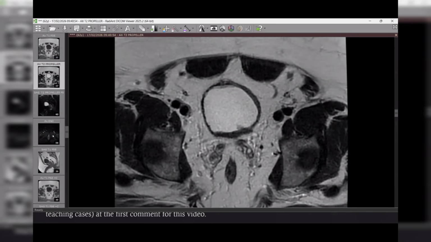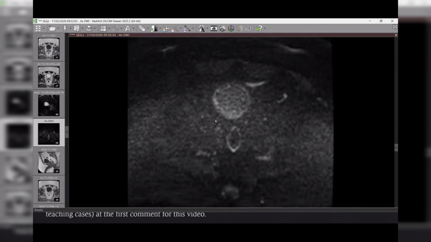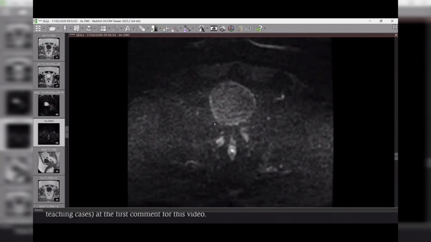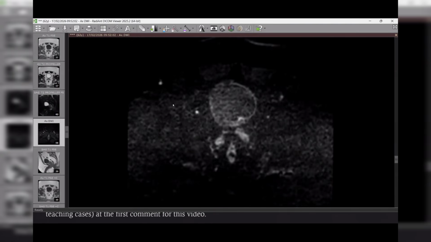And in the diffusion here, is there any restricted diffusion or not? Yes, it is showing restricted diffusion. I will confirm it on the ADC. It's restricted diffusion. But I want to add something here also. This area of restriction, underlying this area, we have a hypointense area here. So is it invading the muscle or not?